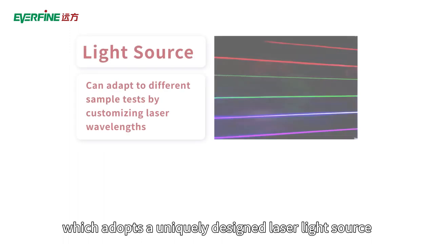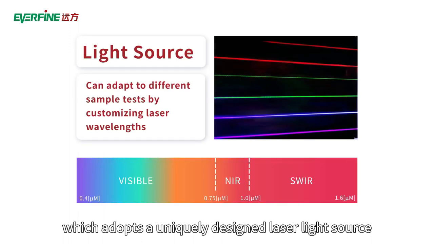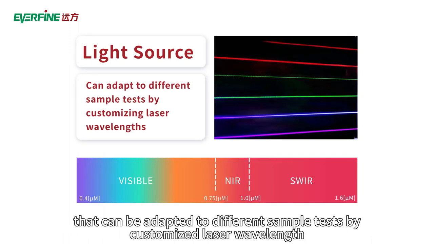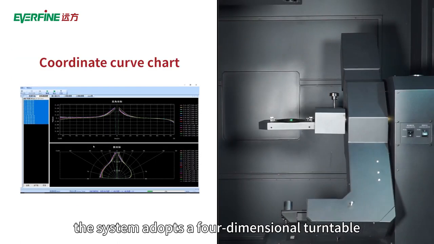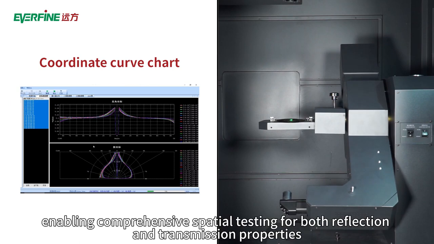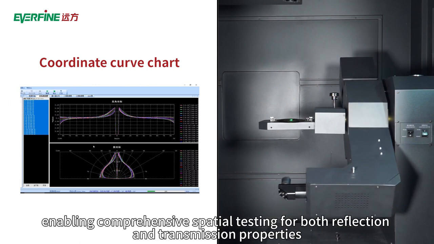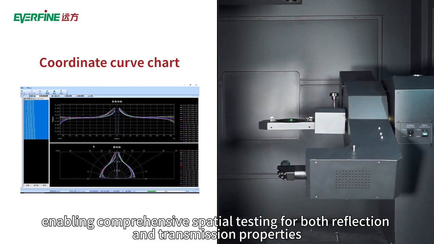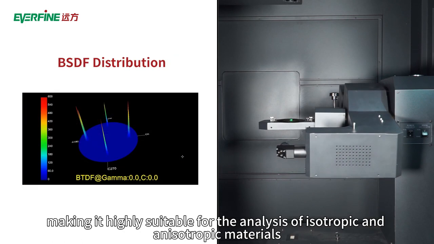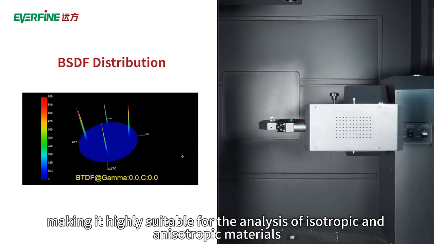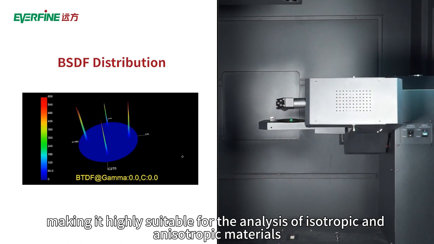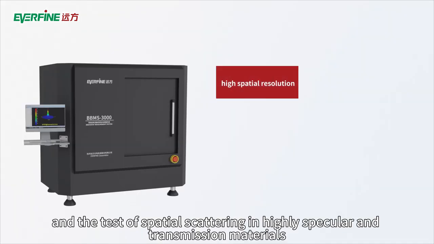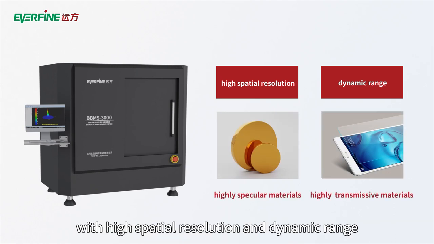transmission, which adopts a uniquely designed laser light source that can be adapted to different sample tests by customized laser wavelength. Additionally, the system adopts a four-dimensional turntable, enabling comprehensive spatial testing for both reflection and transmission properties, making it highly suitable for the analysis of isotropic and anisotropic materials, and the test of spatial scattering in highly specular and transmission materials with high spatial resolution and dynamic range.